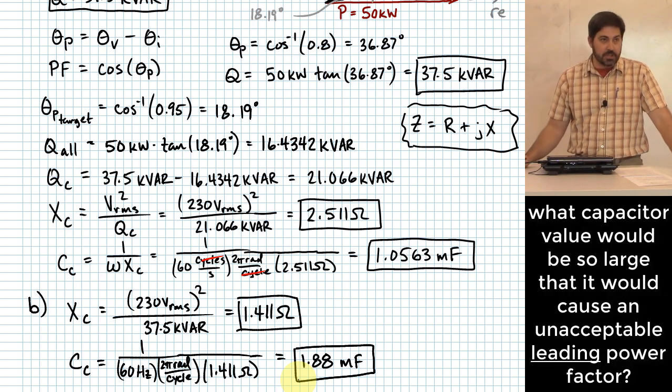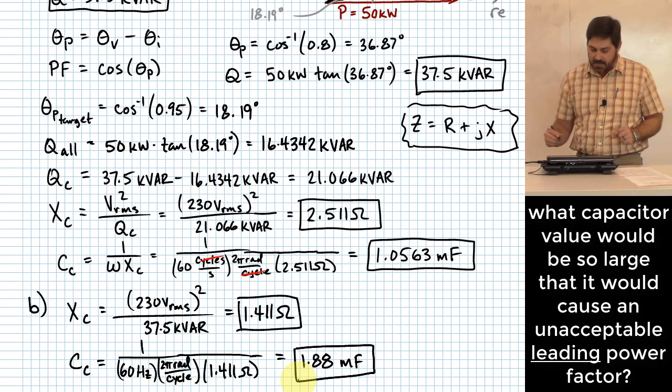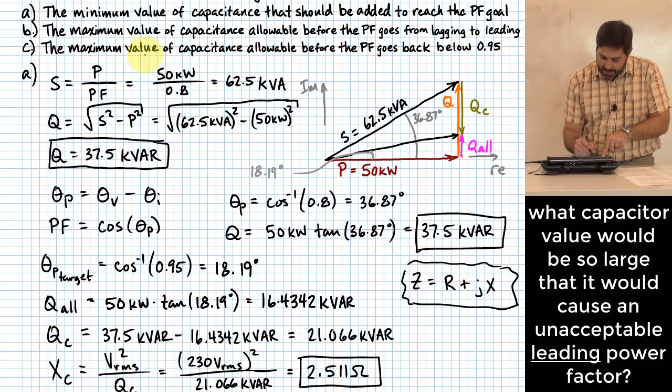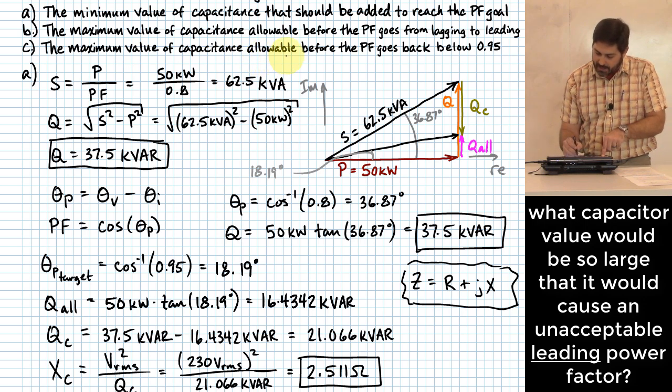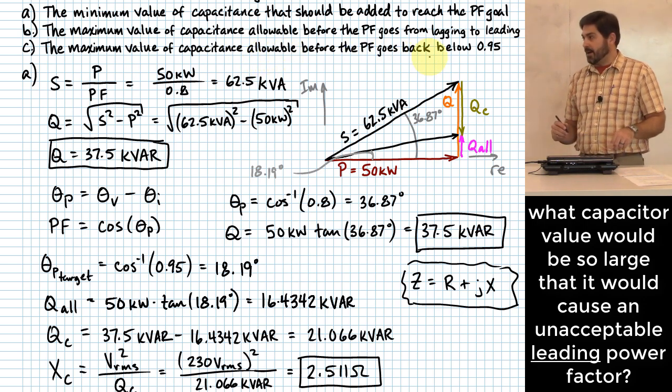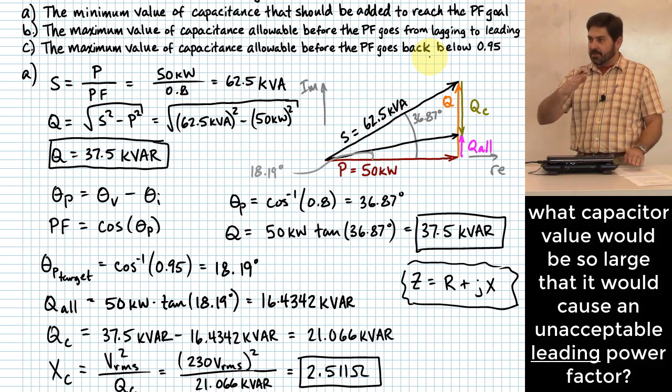Now, here's a really good question. It's part C of this same problem. What is the maximum value of capacitance you can have before the power factor goes back below 0.95? That's a problem again. Your power company doesn't like that either, to have a leading power factor. So you want to make sure you don't go that far.